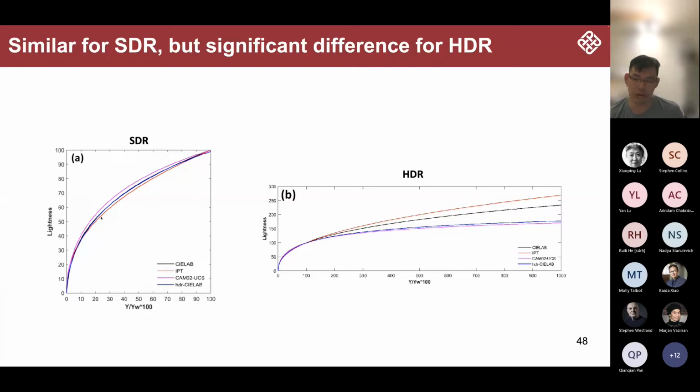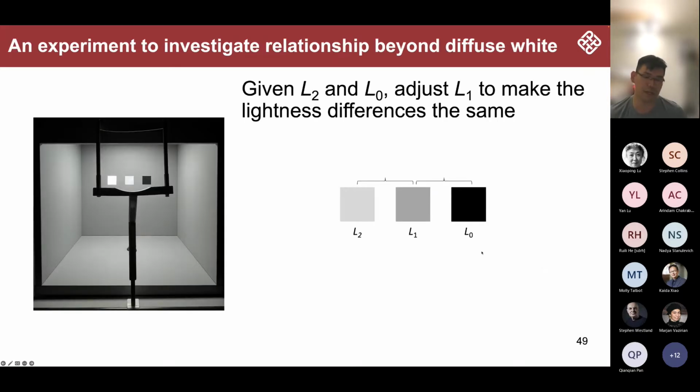But now if we look at HDR conditions, which means Y over Yw is above 100, you can see that the higher the luminance of the stimulus, the larger the difference between these different models. And this is the reason we carried out such an experiment, trying to see which one is better. The experiment was actually still pretty easy.